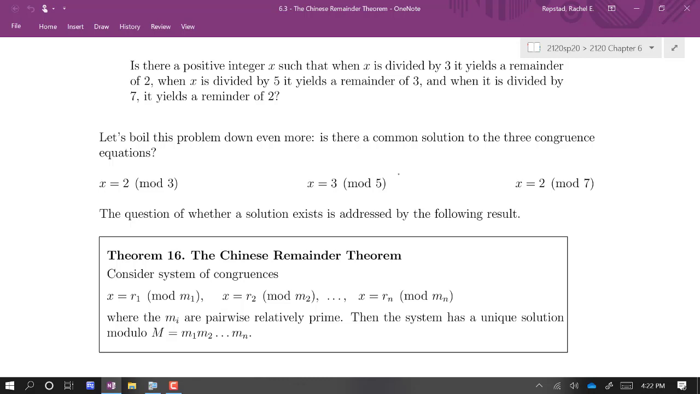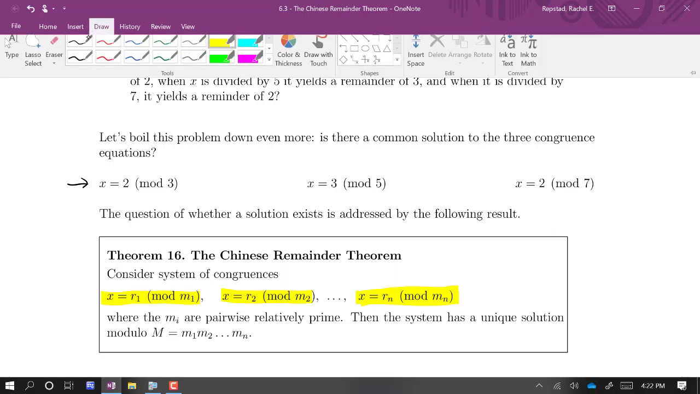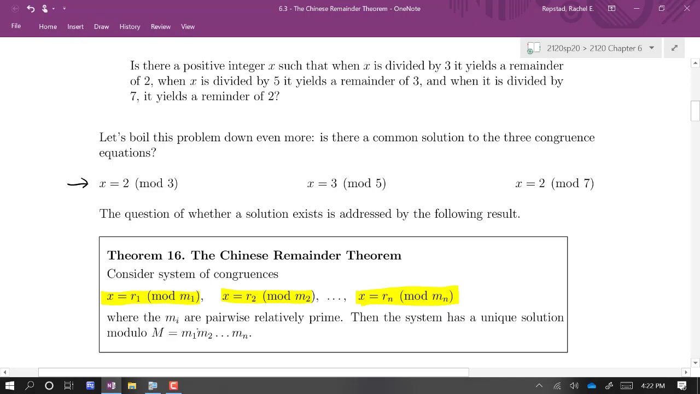What we have here is a system of congruences, 3 congruences, all mod a different number. It simply says that if I have a system of congruences like this, where x is r1 mod m1, r2 mod m2, and rn mod mn, and maybe a bunch in between, and the moduli are pairwise relatively prime, then there exists a solution, and it is unique mod the product.